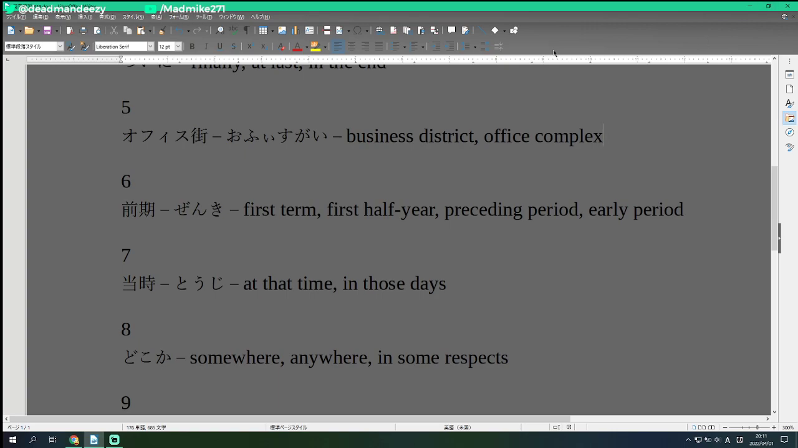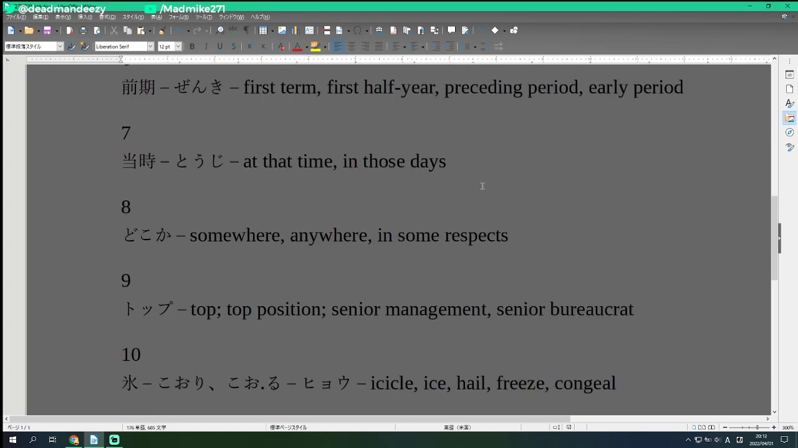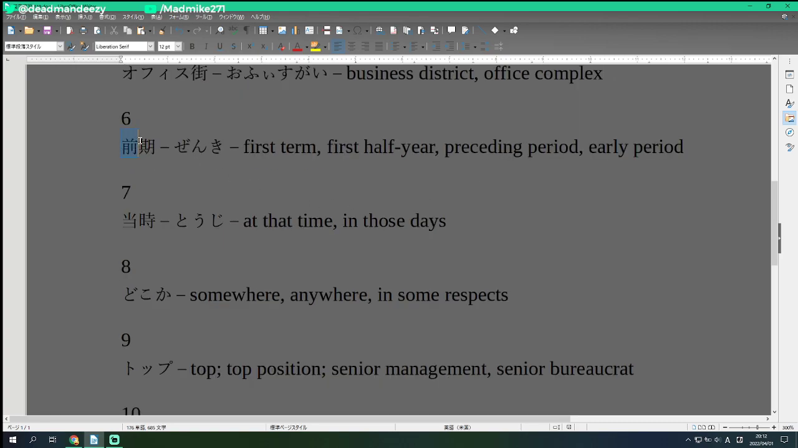Number 6 is zenki. Zen is before or previous, and ki on the right side is a period or term. So the previous period or term is the first term, the first half year, the preceding period, literally, or the early period. Zenki is the first term or early period.